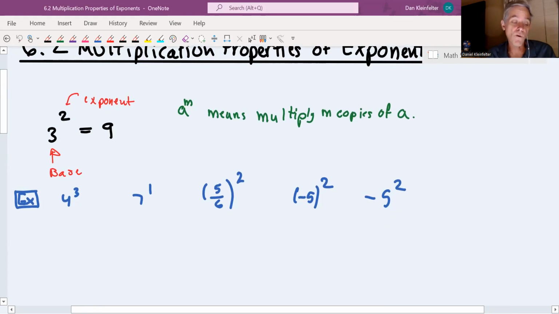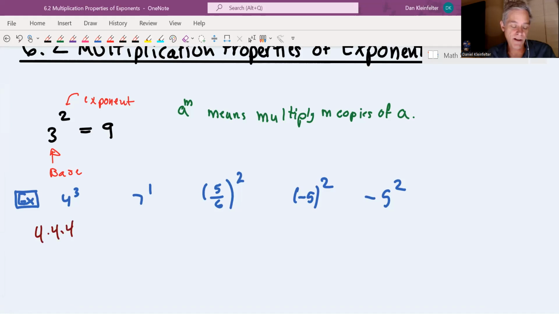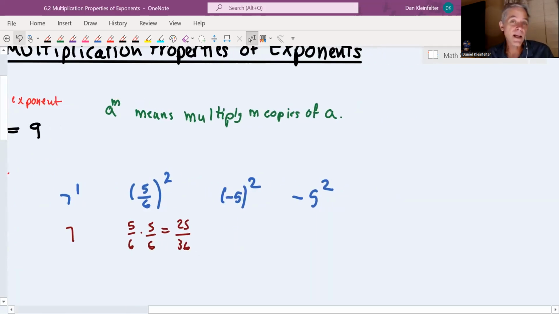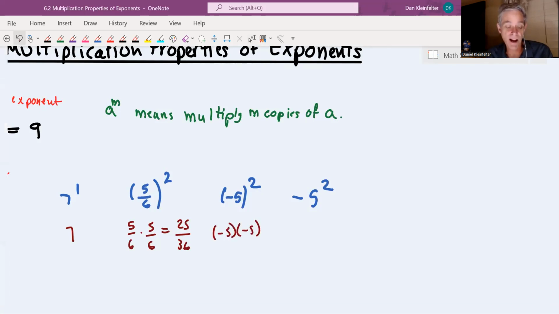Try a few more. 4 raised to the third power, that's multiplying 4 times itself 3 times. That gives us 64. 7 raised to the first power will give us 7. 5/6 squared is 5/6 times 5/6, and that's 25/36. Have to be careful when you're working with negative signs. -5 squared is the same as -5 times -5, and that's positive 25.